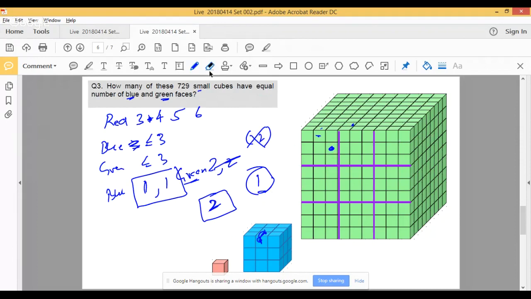So let's see where we get this. This is 1, this is 2, this is 3, this is 4, this is 5, this is 6, this is 7, this is 8, this is 9, this is 10, 11, 12, 13, 14, 15, 16, 17, 18, 19, 20, 21, 22, 23, 24. 24 such pieces on one face. How many faces? 6 faces. 144. That will be your answer.